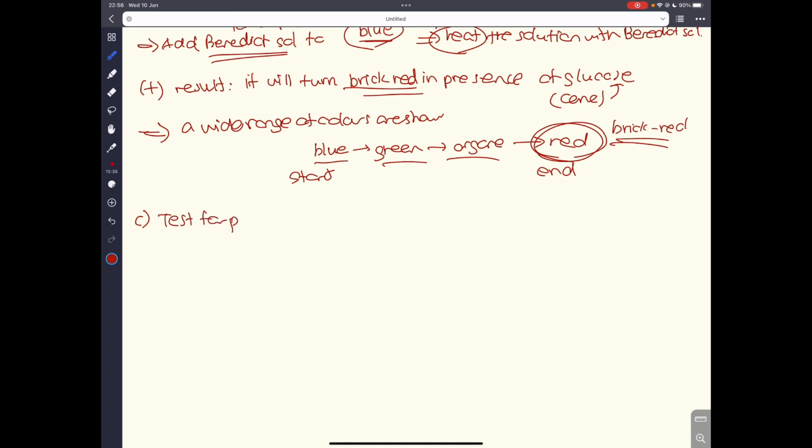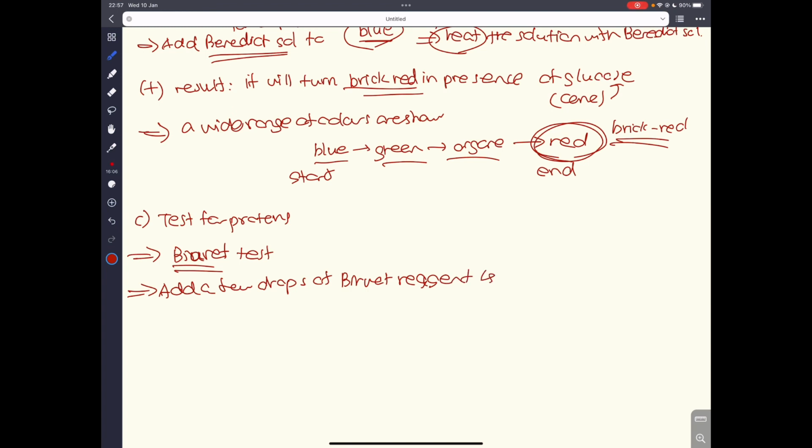Now how do we test proteins? Well, we test proteins using a solution, yet again by another scientist, called the Biuret test. Now the scientist's name was Biuret. So he actually came up with this test. Now this Biuret test, you add a few drops of Biuret's reagent, or you can call it a few drops of Biuret solution.